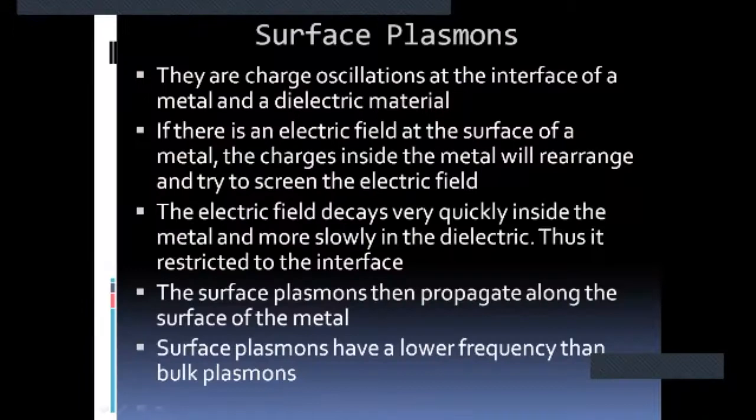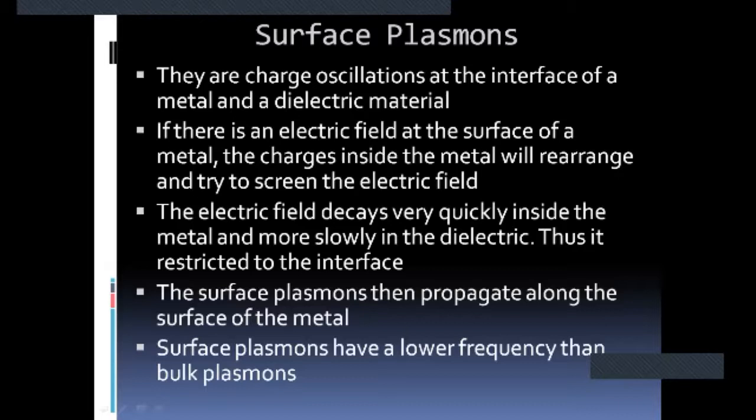Now we have surface plasmons. Surface plasmons are charge oscillations at the interface of a metal and a dielectric material. If there is an electric field at the surface of a metal, the charge inside the metal will rearrange and try to screen the electric field. The electric field decays very quickly inside the metal and more slowly in the dielectric. Thus, the field is restricted to the surface.